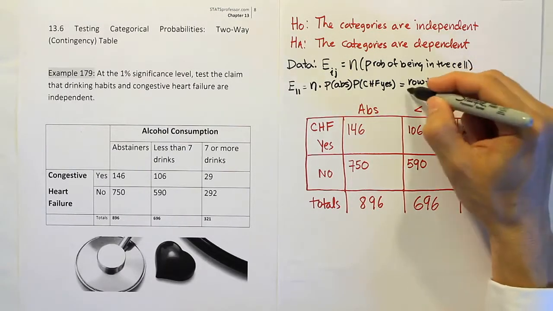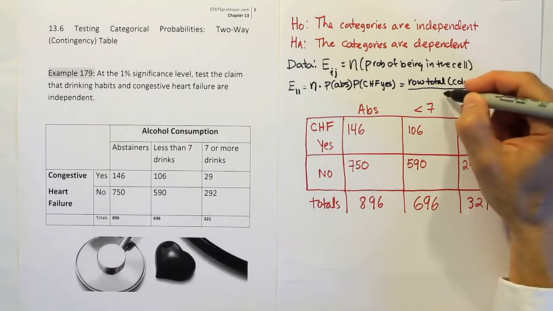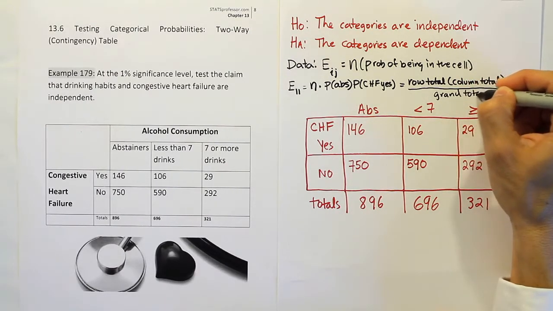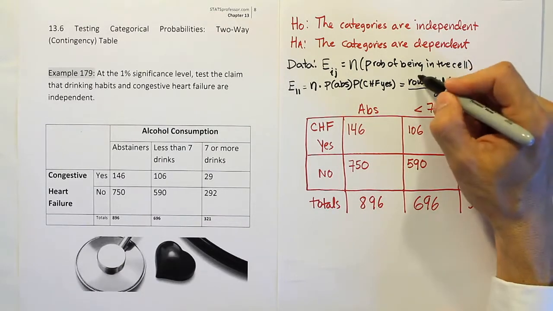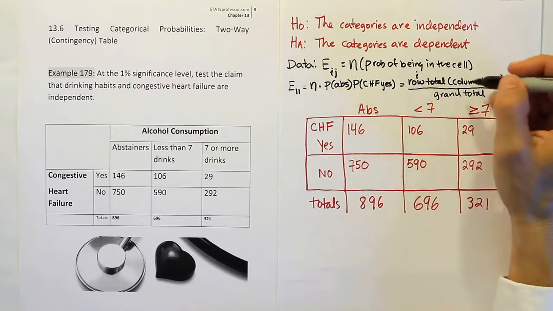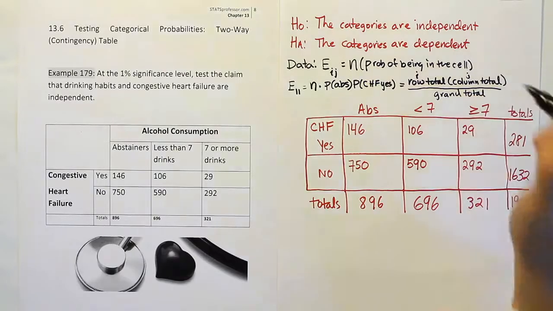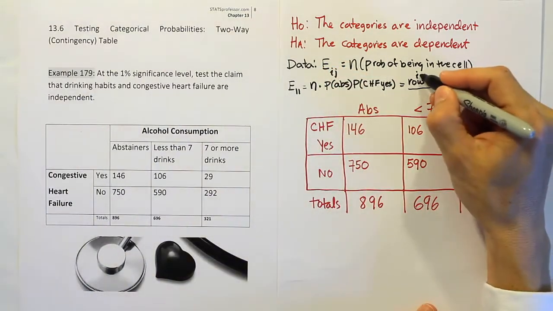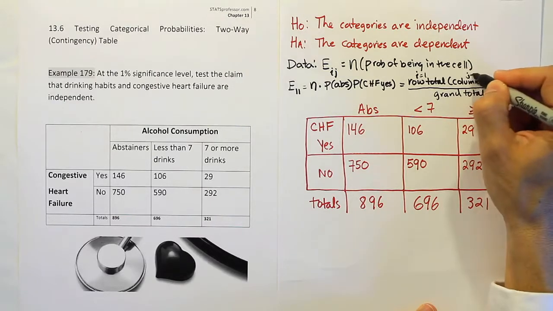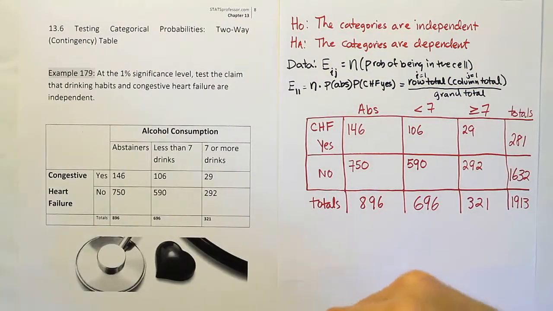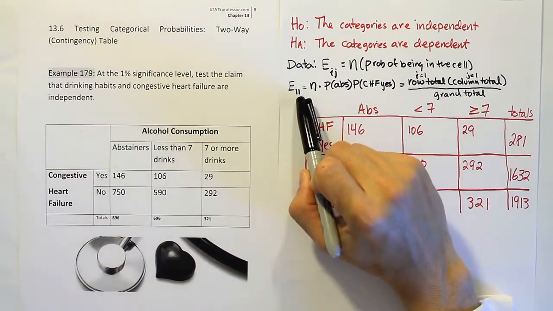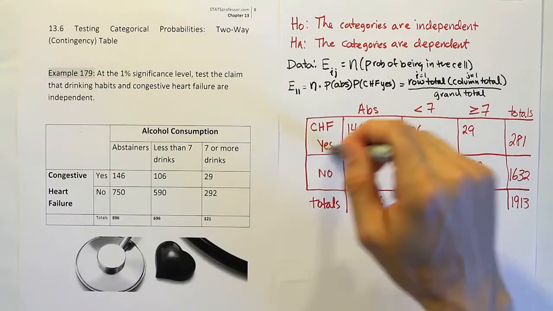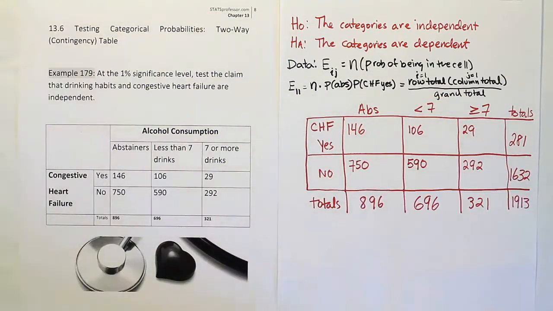And all of that will be divided by n, which is the grand total. And of course here we'd say the ith row total and the jth column total, because this is for the ith j position. In this case it would be the 1, 1 position, right? Because we're doing the expected value for the cell in the first row, first column. Okay, so with that in mind, let's go ahead and fill that in.